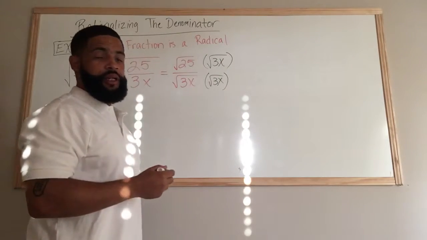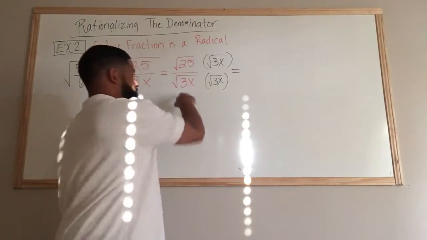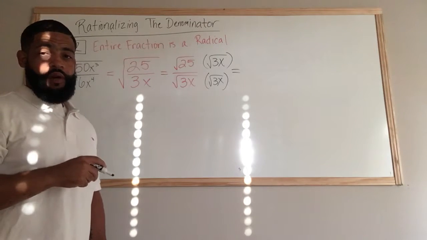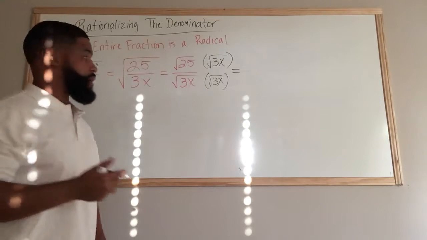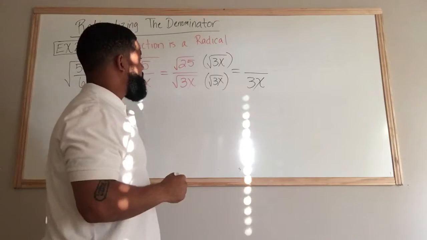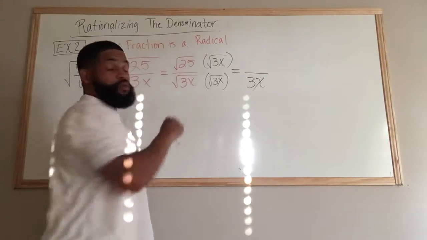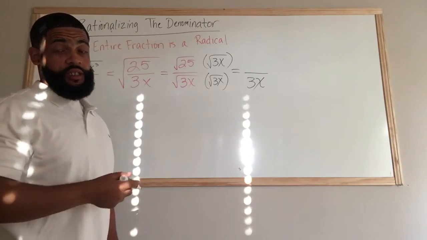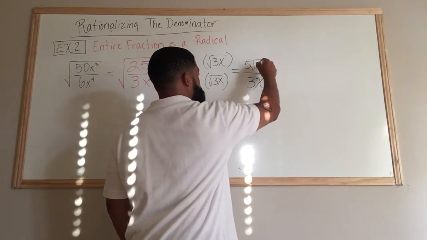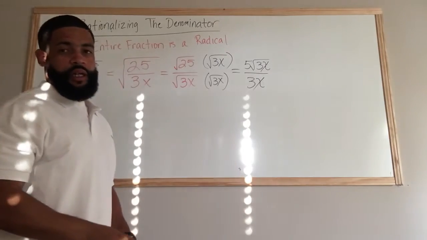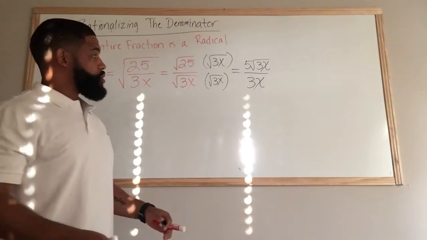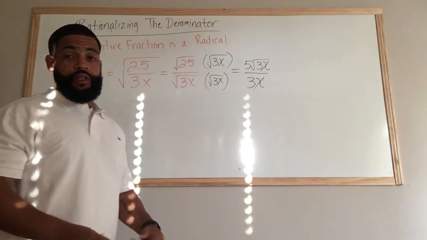And in the denominator, remember, if I have the square root of any number and I take that to the second power, I'm just left with what's under the radical. So in this case, I'm left with simply 3x, and in the numerator, the square root of 25 is 5. That's a good thing since that's a perfect square number. So I have 5 times the square root of 3x. Now in this case, the 5 over 3x is already reduced. So this is our final answer.